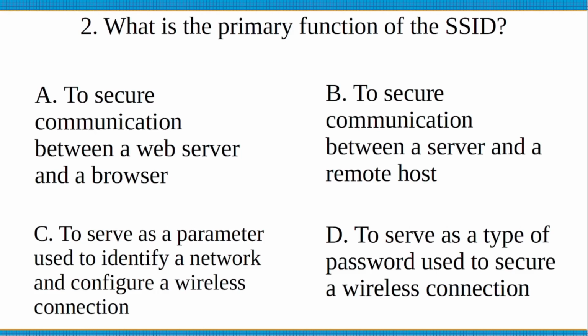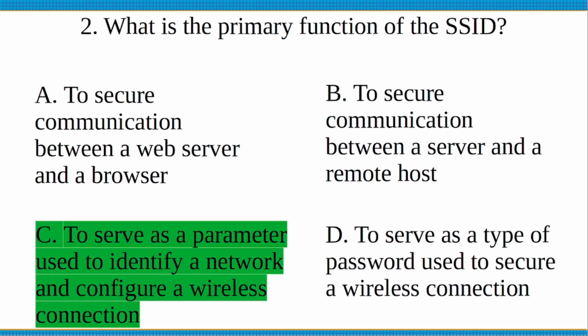Question number 2. What is the primary function of the SSID? A. To secure communication between a web server and a browser. B. To secure communication between a server and a remote host. C. To serve as a parameter used to identify a network and configure a wireless connection. D. To serve as a type of password used to secure a wireless connection.